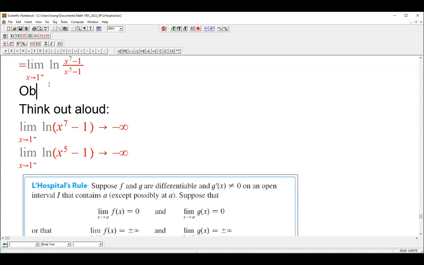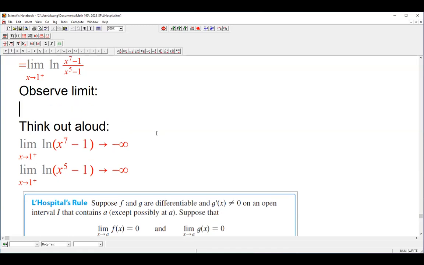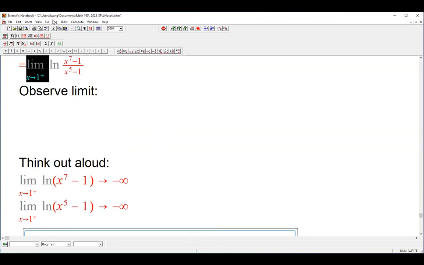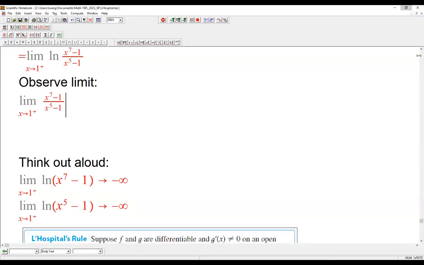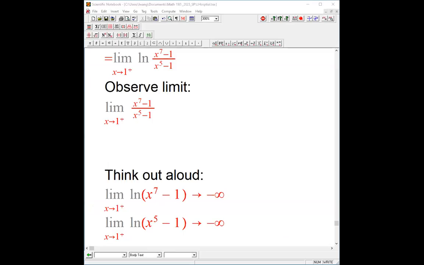So for that reason, we're going to observe this limit. Here I want to bring you to that. I'm going to observe this limit. As we are observing this limit, I'm going to show you the theorem that we are applying here.